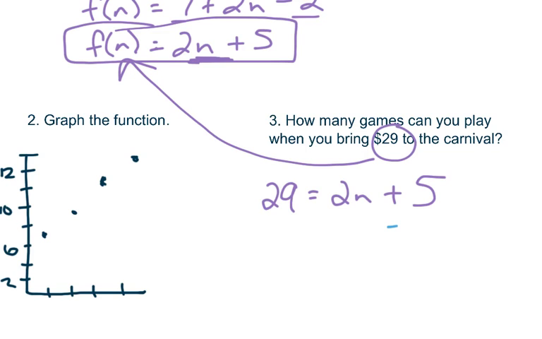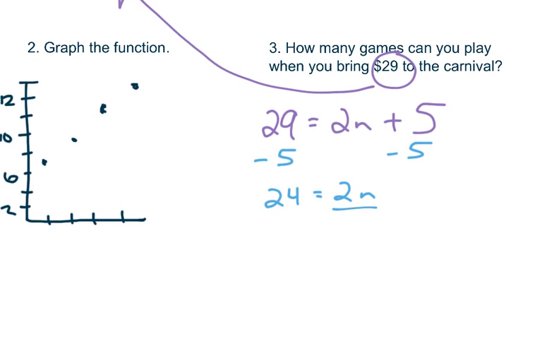Now we're just going to solve for n. This is a two-step equation. Subtract 5 from both sides. 29 minus 5 is 24, which is equal to 2n. And then we just have one more step, divide by 2. 24 divided by 2. We can say that we can play 12 games when we take $29 with us to the carnival. Because remember, we have that $5 entry fee, which leaves us with $24 for games. And then games are $2 apiece. 24 divided by 2 gives us 12.